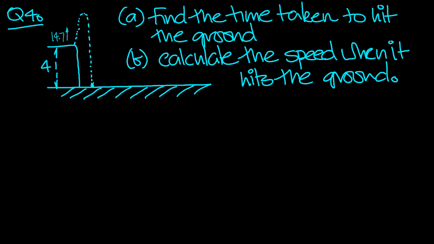So here's the picture of the information we've got. It's 49 meters above the ground, so let's just put that in. And it's thrown vertically upwards with an initial speed of 14.7 meters per second. Here's the question in summary form then. So A, find the time taken to hit the ground. We know the acceleration because the acceleration is downwards with a g due to gravity.